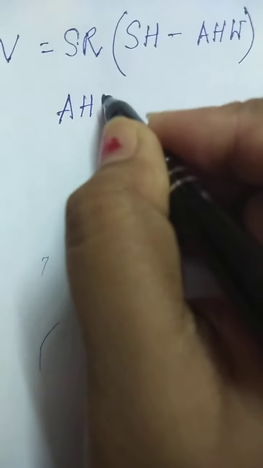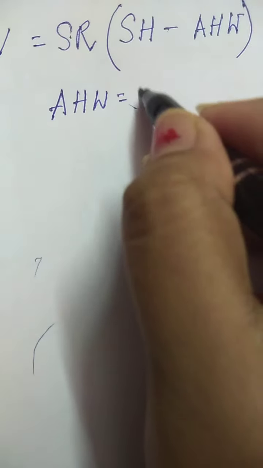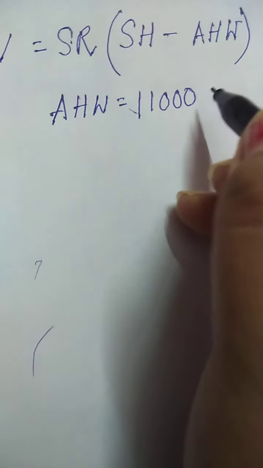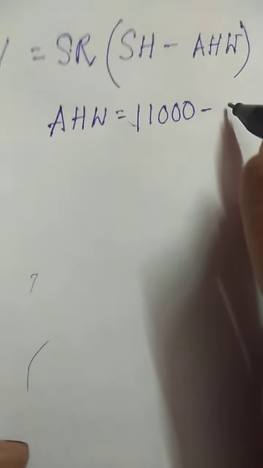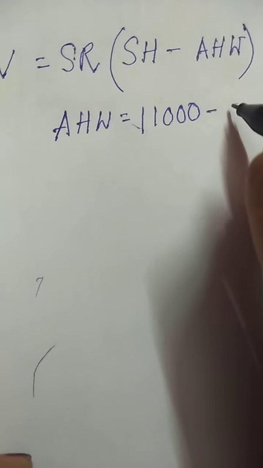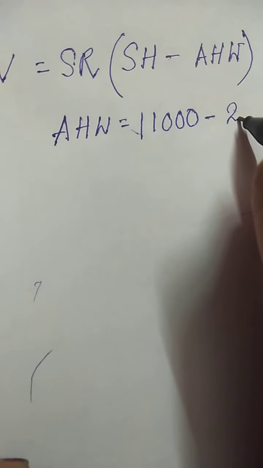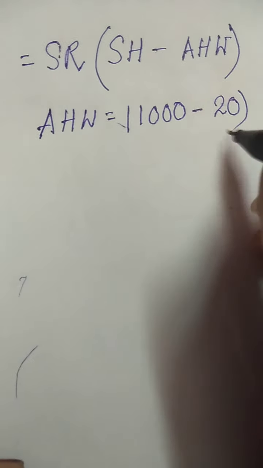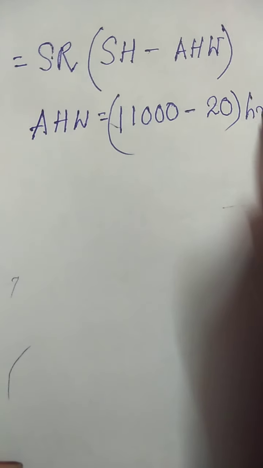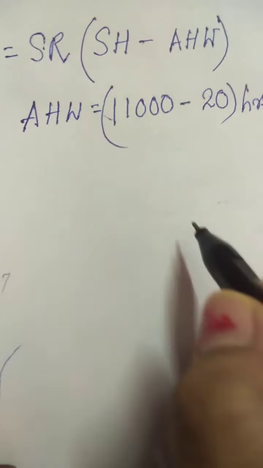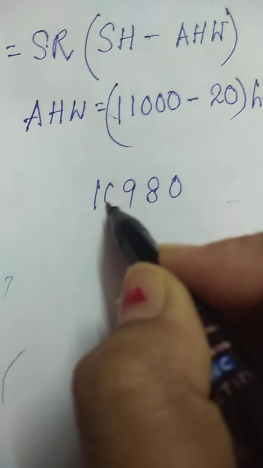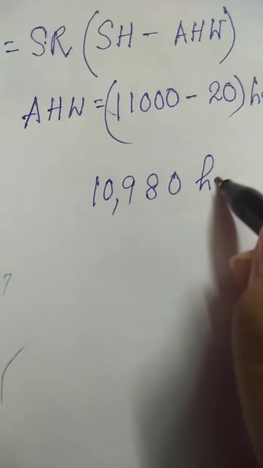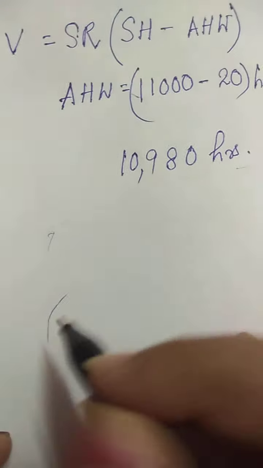Now you may ask me, ma'am, what is actual hours worked? Actual hours worked is 11,000 hours, right? But that is actual hours, not actual hours worked. You were present in the factory for 11,000 hours undoubtedly, but you had an idle time of 20 hours. That means actual hours worked is 11,000 hours minus 20 hours. So actual hours worked is 10,980 hours.